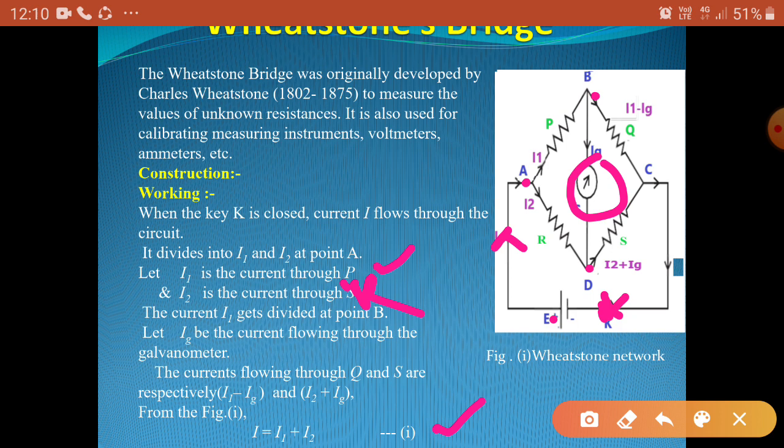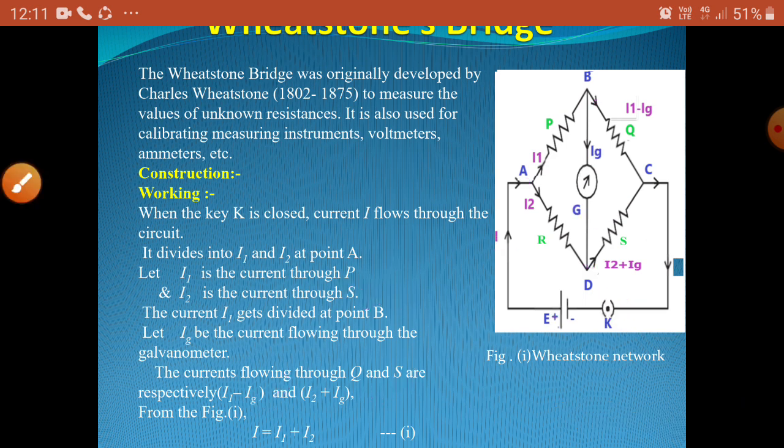At point D also current is passing, which enters from the galvanometer, and the current flowing through the resistor R also reaches point D. That means D again acts as a junction point. The current enters at point D, and both currents Ig plus I2 pass through the resistor S. In this way, the currents through Q and S are I1 minus Ig and I2 plus Ig.